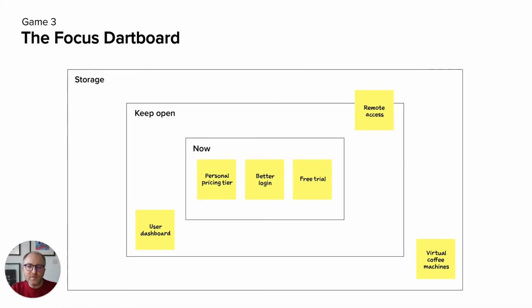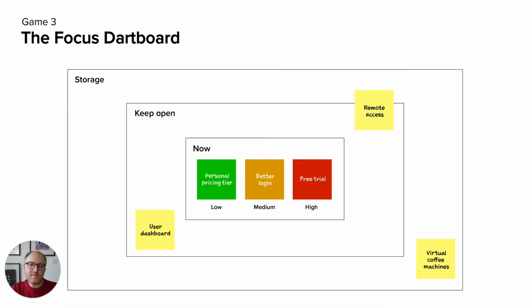The keep open column is where you'll put things that you're not sure what to do with yet. They seem interesting and they might be something you should build. The storage is the things that you want to kick into touch. They're the things that you can't commit to right now.